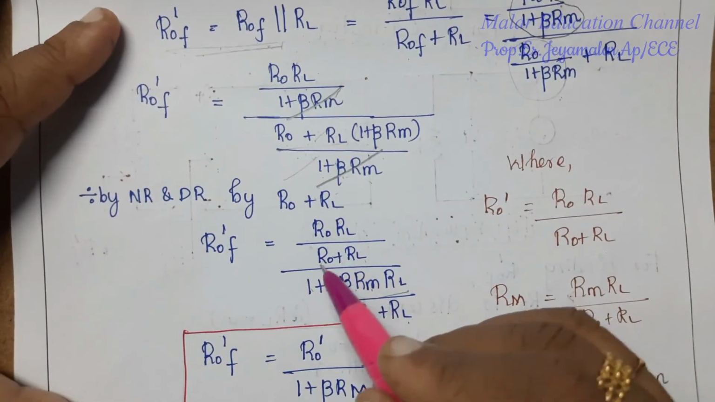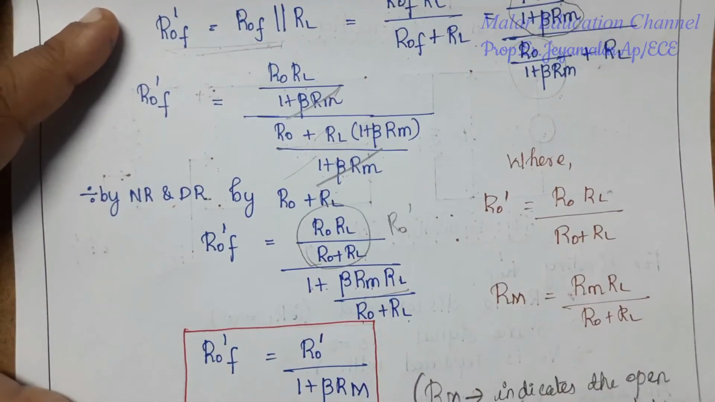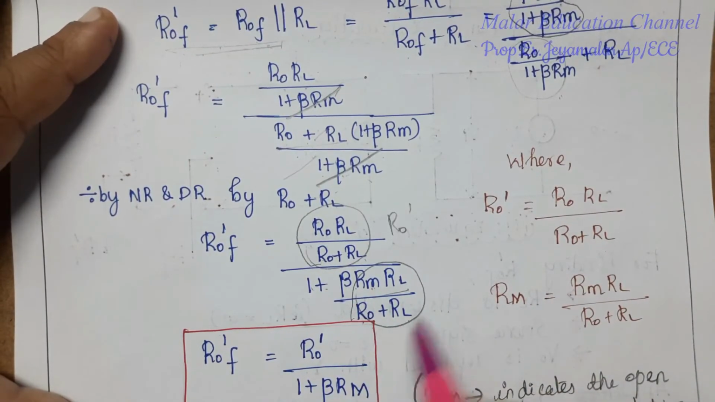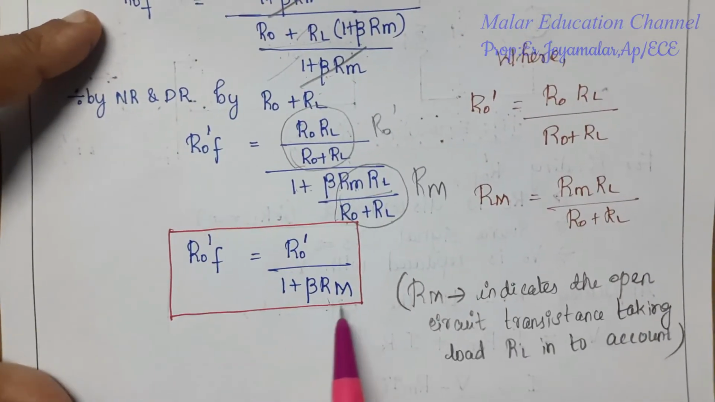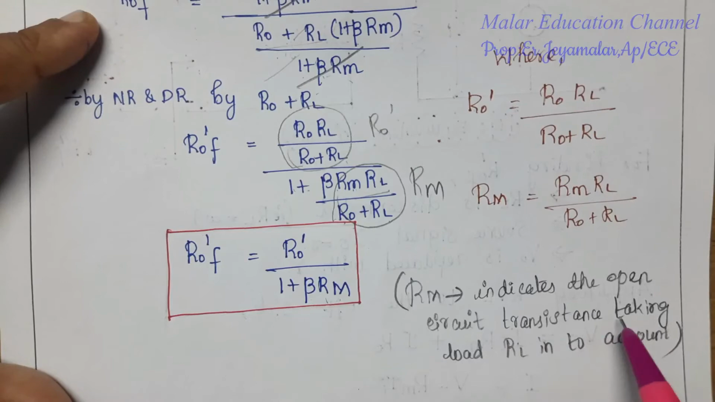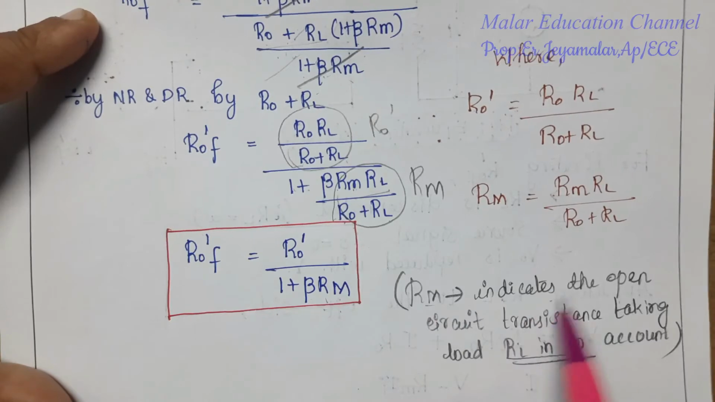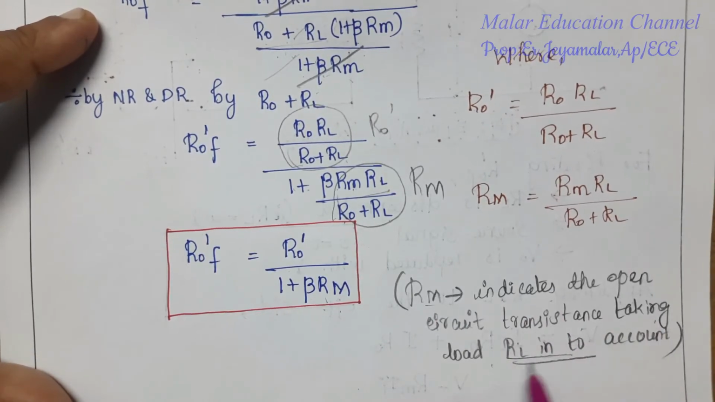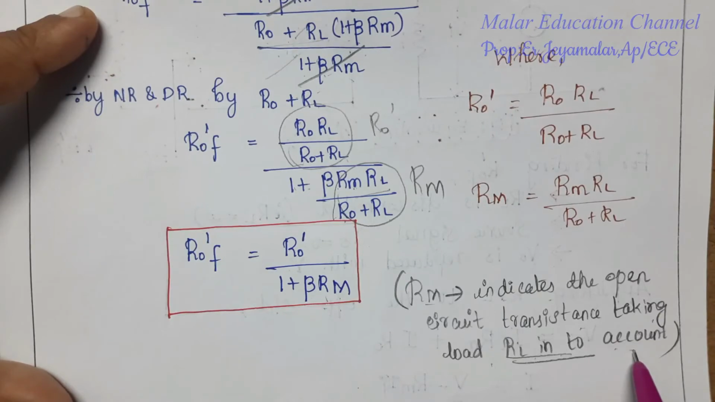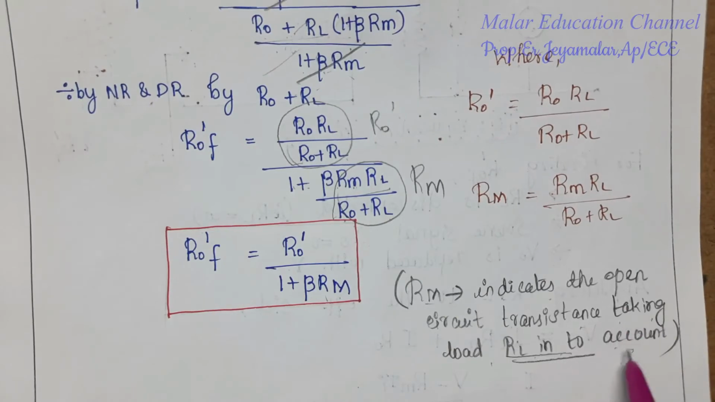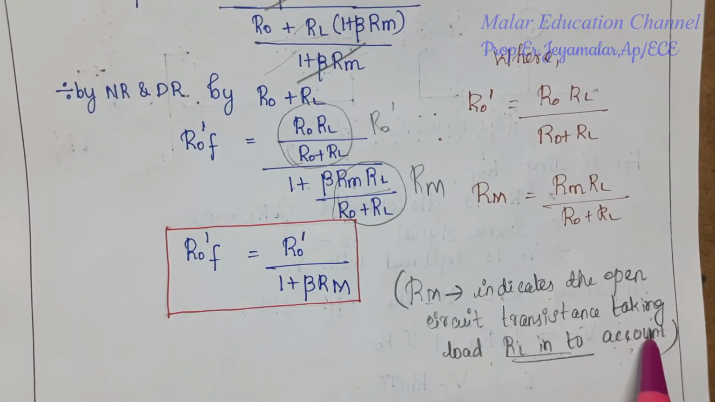Next, the whole term is R0 dash. In the denominator, instead of small m, take the whole term as capital M, so beta into R capital M. Here capital M means RL is taken into account. So RL is considered in the connections for capital M. It indicates the open circuit trans resistance taking the load RL into account. That's all about the output calculation of the voltage shunt feedback amplifier.